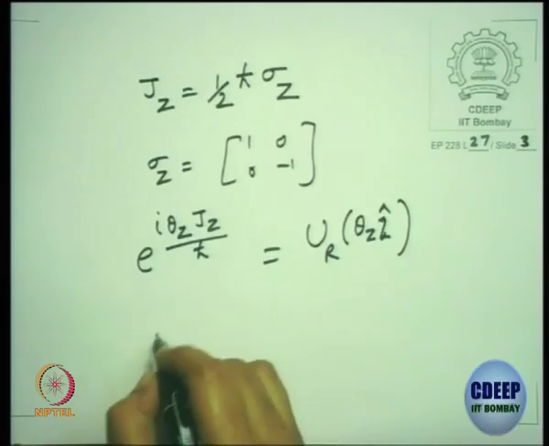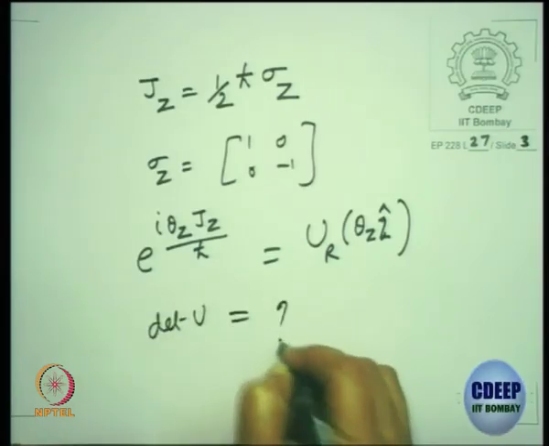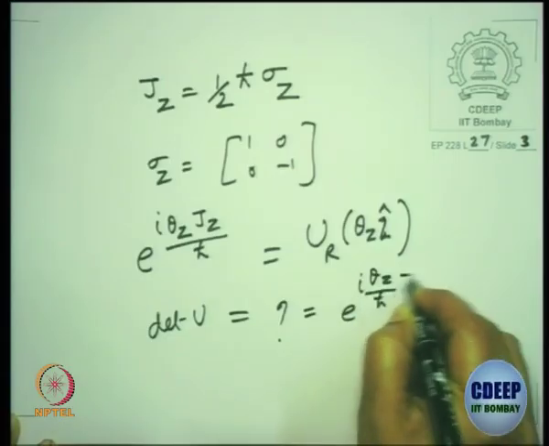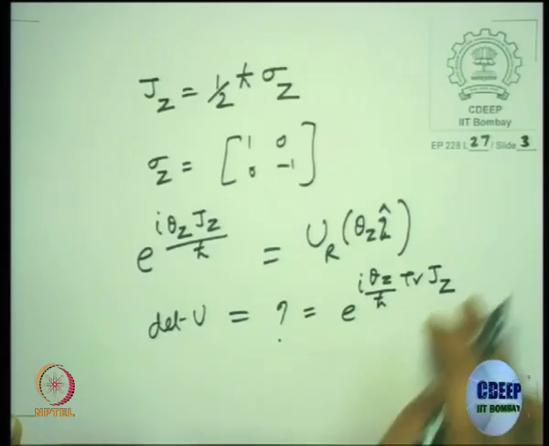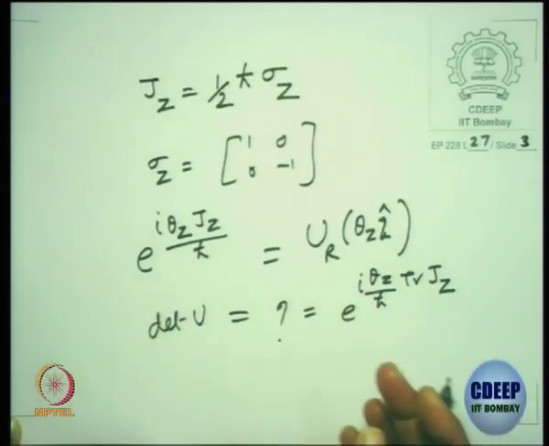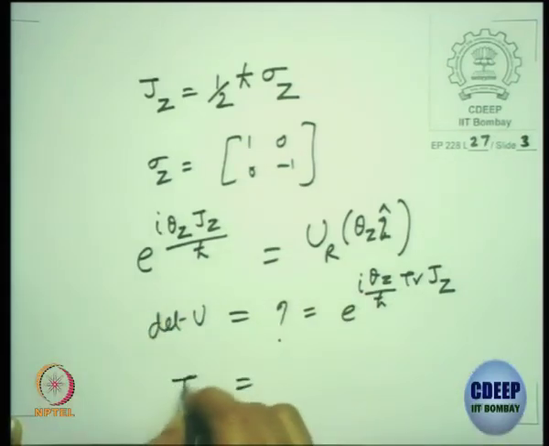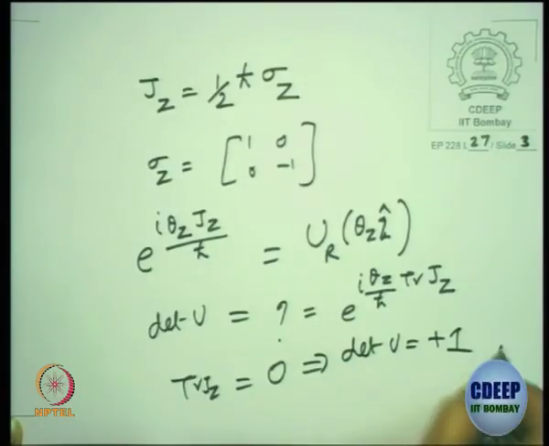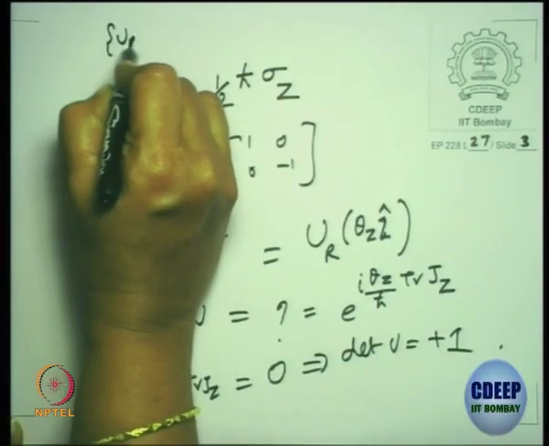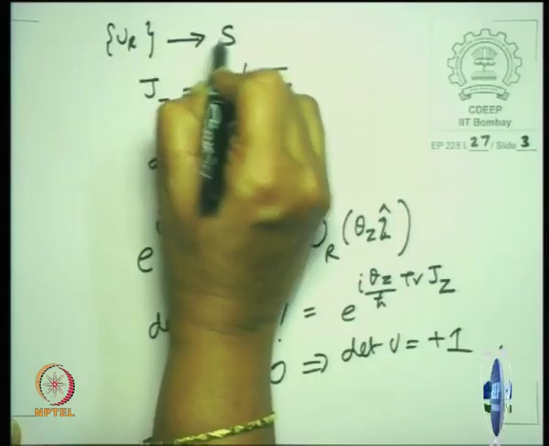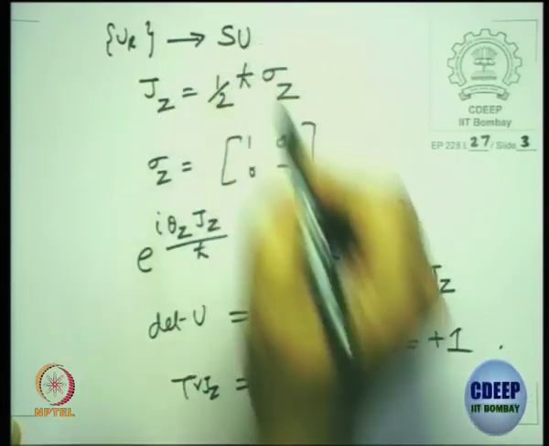Will this be determinant of U? What is it? This will be e to the power of i theta z by h cross trace of Jz. And they are all traceless matrices. The Pauli matrices are all traceless. Other factors don't really play a role. So e to the power of trace of Jz is 0, which implies determinant of U is plus 1. So this collection of these UR matrices will be called as S, U for unitary.